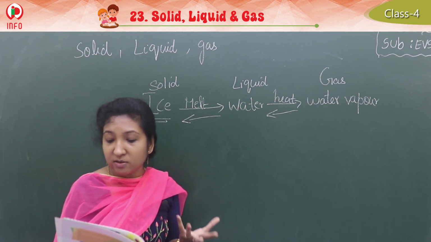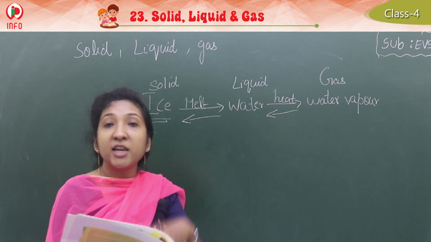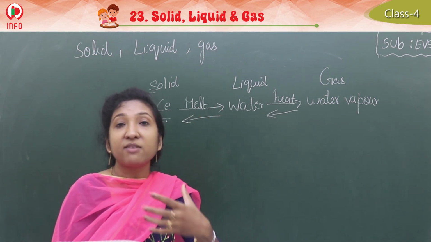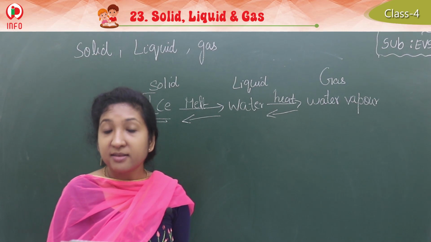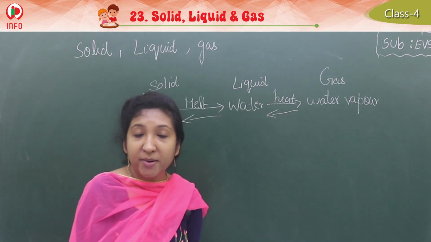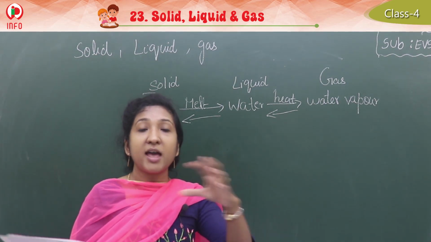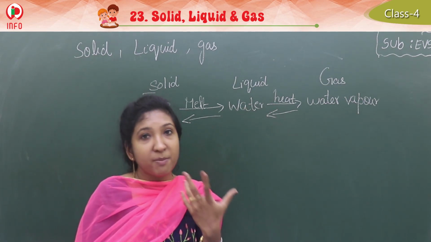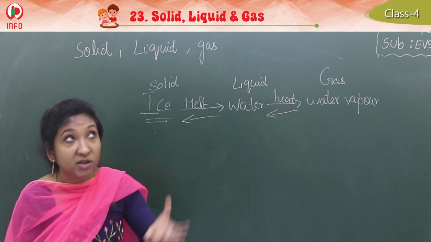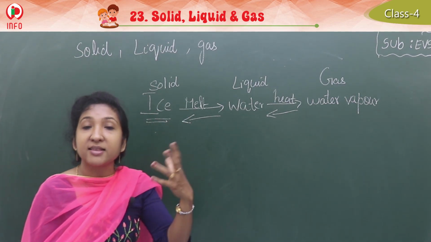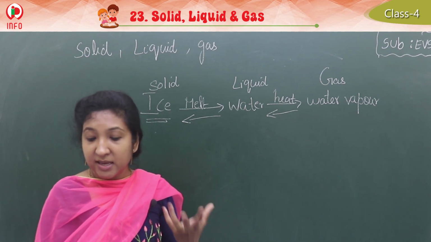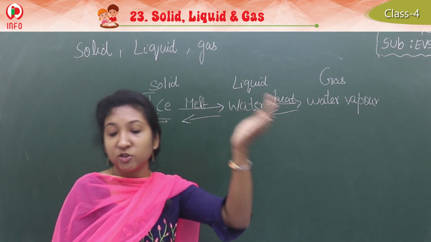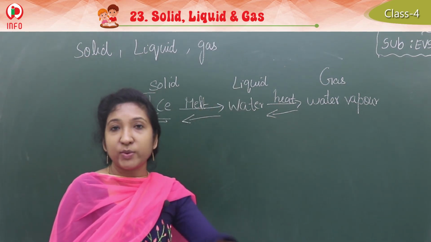Again some examples we saw: evaporation and condensation. Evaporation is the process by which liquid is converted to gas, isn't it? That is actually evaporation. As I told, real examples are like what? Sweat from our body is an example of evaporation. Clothes drying in the sun is an example of evaporation, isn't it?